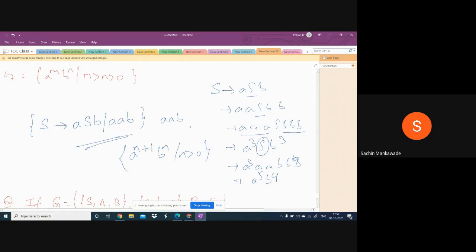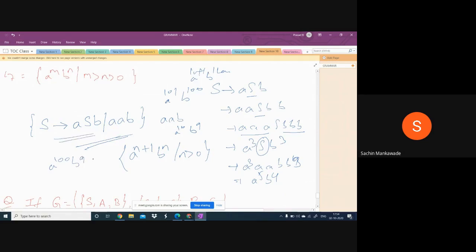That means when B's are 9, it will give A power 10. When B's are 100, it will give A is 101. When B's are 1 lakh, it will give A's are 1 lakh plus 1. But when B's are 9, what is the language required here? When B's are 9, you must get A's 10, 11, 12, 13, or A power 100, B power 9. All these things I want.